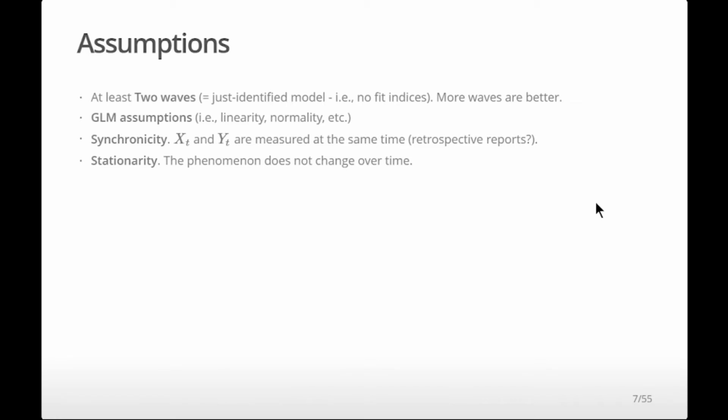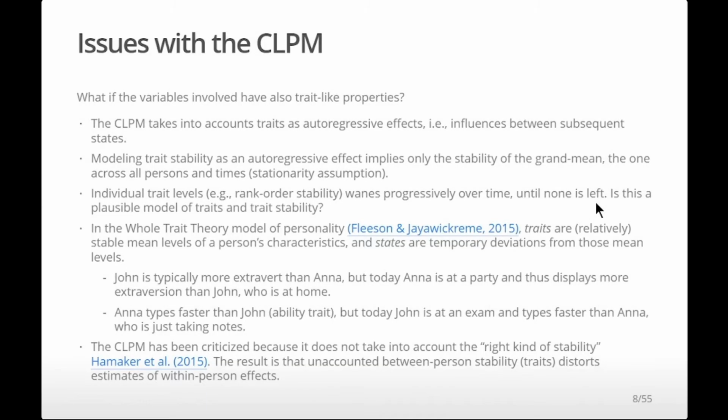And stationarity: the phenomenon doesn't change over time. So if you have many observations over time, you assume that the underlying causal generating mechanism is the same. If it changes over time, then you cannot model it. But the main issue is how this model takes into account personality traits. Not personality traits, but trait-like variables, or variables that have some trait-like stability over time. The point is, the only way to take into account stability is the autoregressive paths.